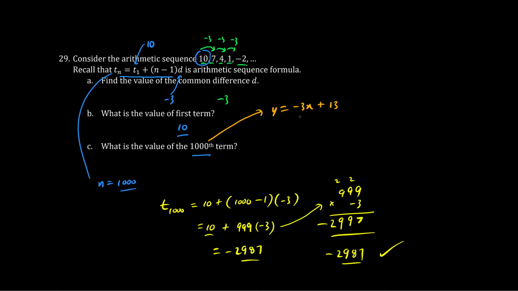And this here is the Holy Grail formula. We can now predict the 100th or 1000th number. So let's solve it the easier way. Negative 3 times 1000 plus 13 is also the same answer.